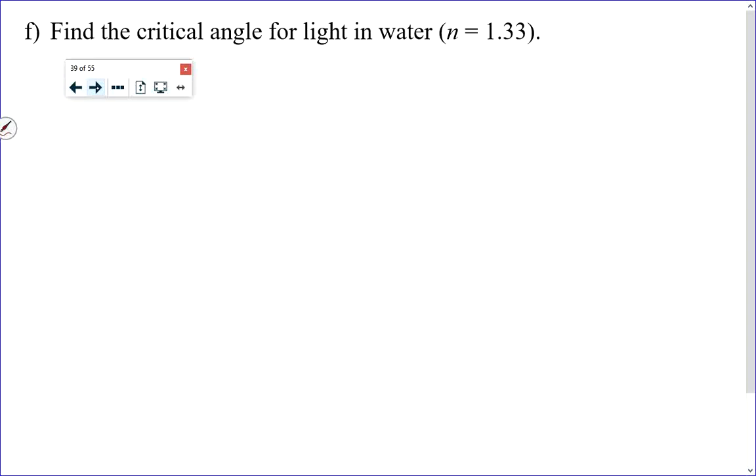What's the critical angle for light in water? So what does this mean? It doesn't mention a second medium. What it would mean is the other medium is air. If it doesn't say, we all understand it means if light were in water, what would be the critical angle going into air?